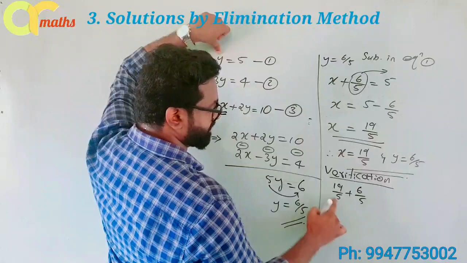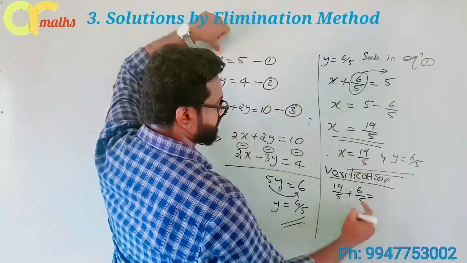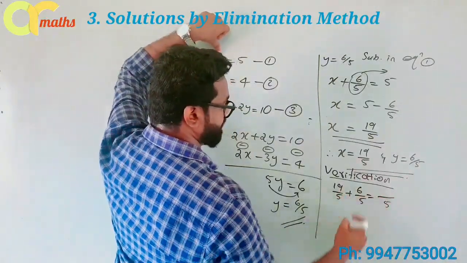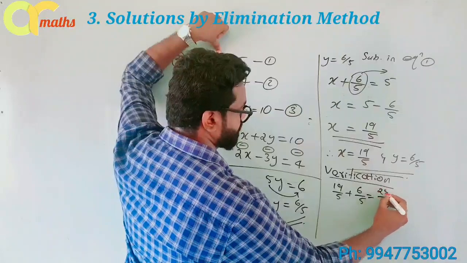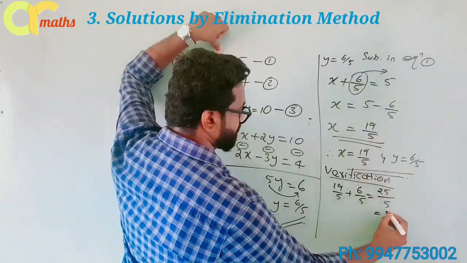Then what is the answer? Here the LCM is the same, so divide by 5. 19 plus 6, that is 25. Then 25 divided by 5 is 5.